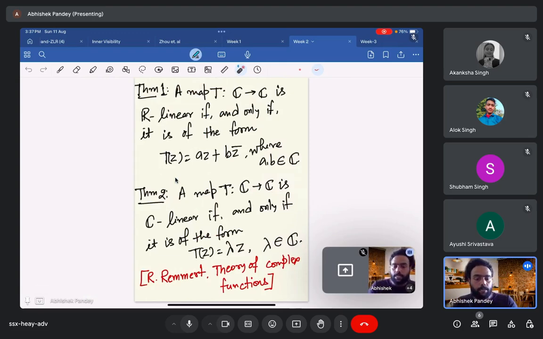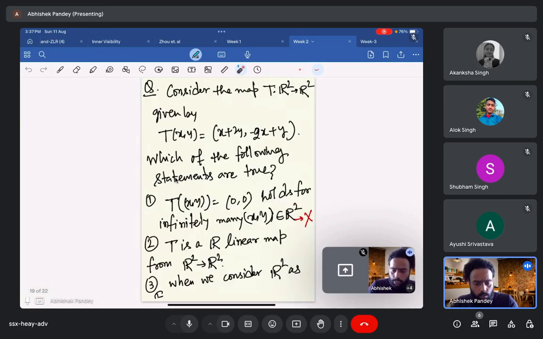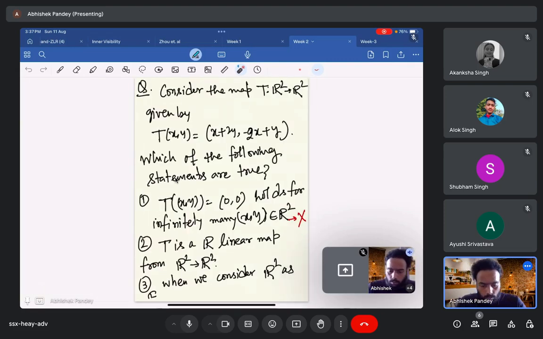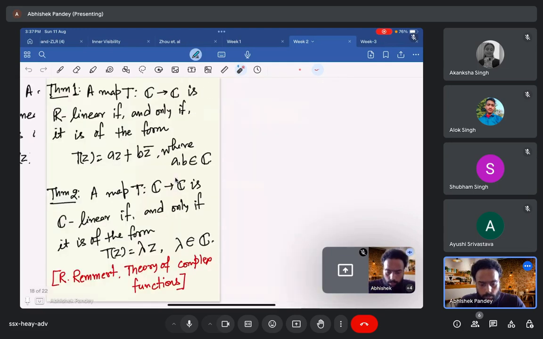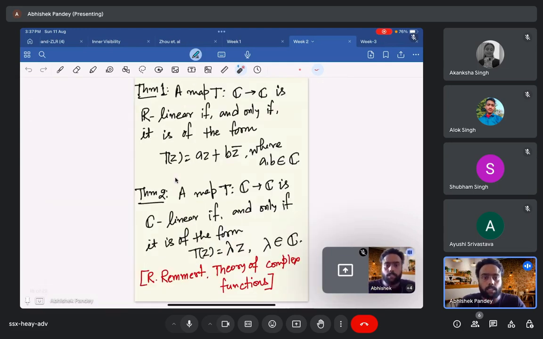So basically every R linear map is of this form. You can see this as an exercise. The week 2 lecture notes I have also uploaded on the Google Drive. You can just go and see.